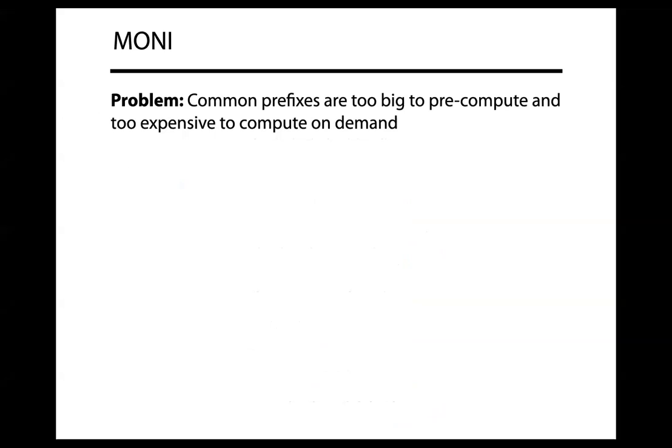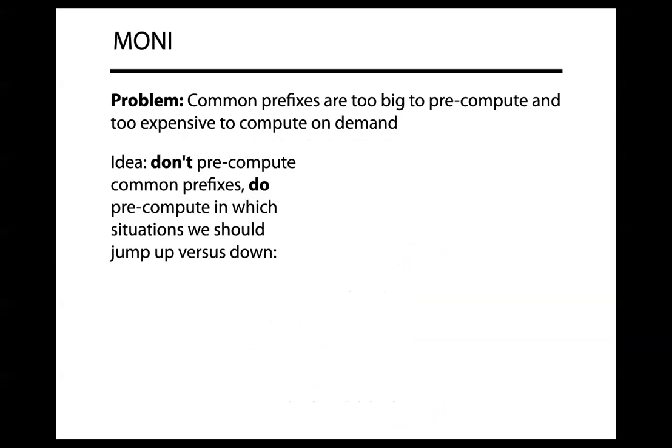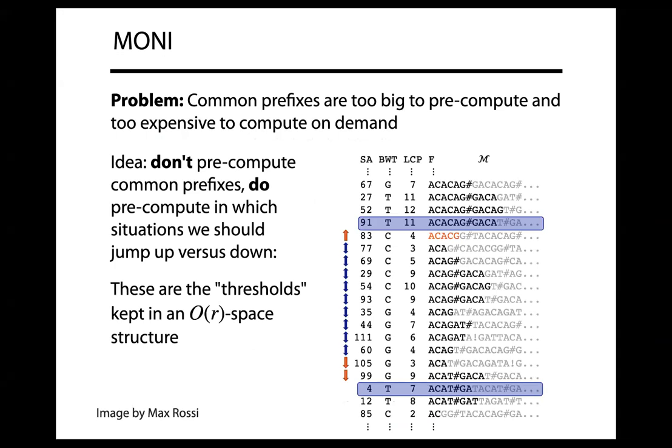Okay, so it turns out that while they are too expensive to compute on demand and too expensive to pre-compute, the idea that Max had when he wrote MONI was we don't have to pre-compute the common prefixes per se. It is sufficient to pre-compute whether we have to jump up or down in a given situation. So if we just pre-compute whether the jump should be up or down, that's enough to get through this process correctly. And we can figure out later exactly how long those matching statistics were. Okay, so that was his idea. So this is Max's picture.